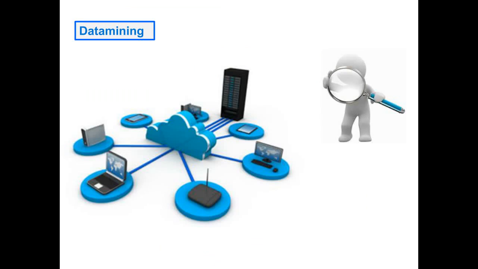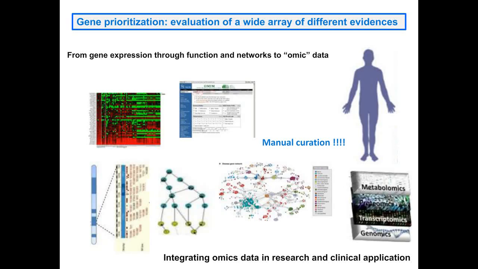an extensive data mining process to get out all the possible information about the genes, about the conditions, about their relationships. And then gene prioritization, which is to say evaluating a wide array of different evidences, going from gene expression to function and networks to omic data, with a great deal of manual curation. And I'd say this is, if not the major, one of the most important steps in the process.